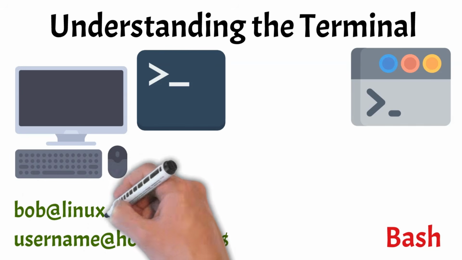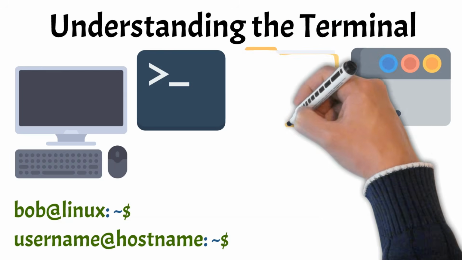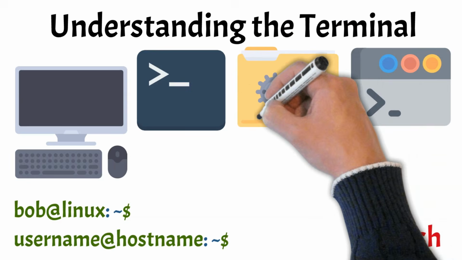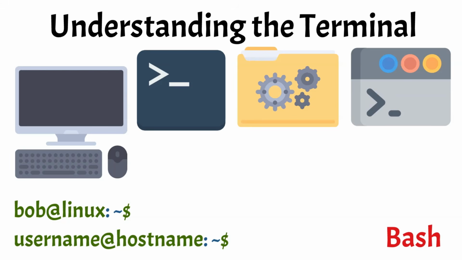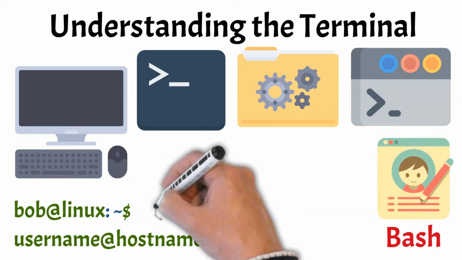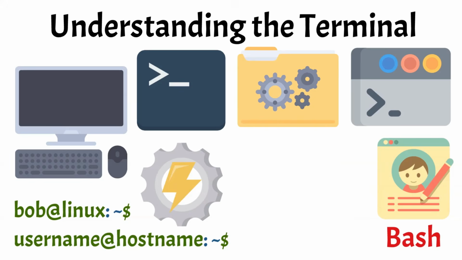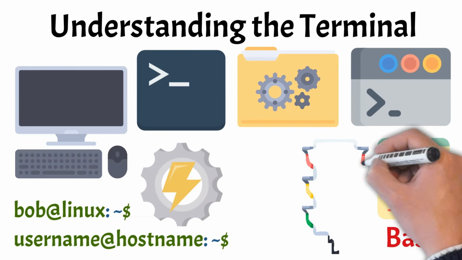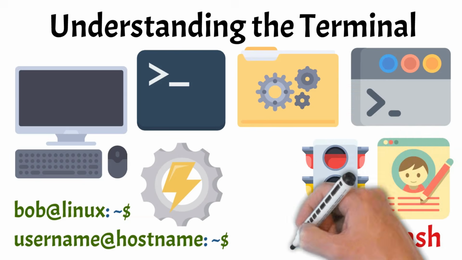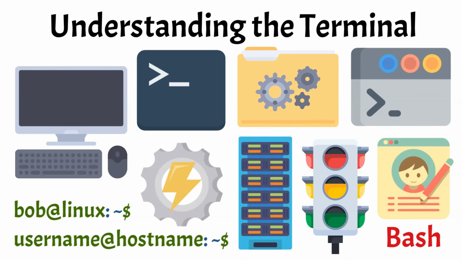This line is called the prompt. It shows your username, in this case Bob, the name of your machine, here is Linux, your current folder, here represented by the tilde symbol signifying your home directory, and ends with a $ sign, which means you're using a regular user account. The terminal is a powerful tool, and in many cases, it's necessary. Some tasks simply don't have a graphical alternative, especially when working with servers or minimal installations where no graphical user interface is available at all.